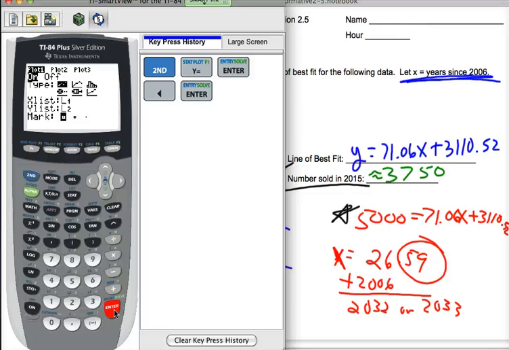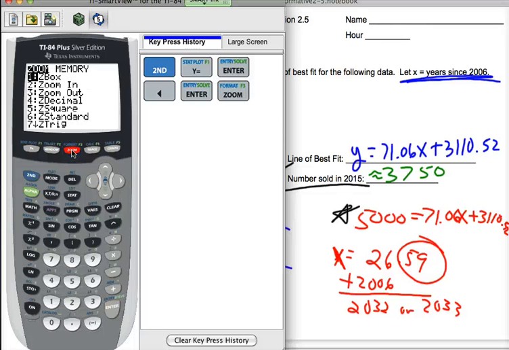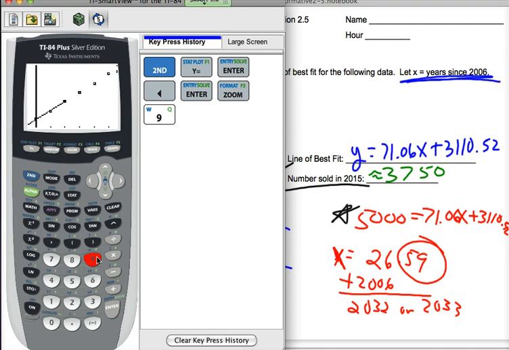Now all I need to do is get it to plot my points. Well, the most efficient way to do that is to hit zoom, and then the number 9. It plots all the points, and because I put that Y1 in there, it plotted the line of best fit. It will only plot that line of best fit if you get that Y equals in there. So if I cleared this out and then hit graph, I'll just have the dots.